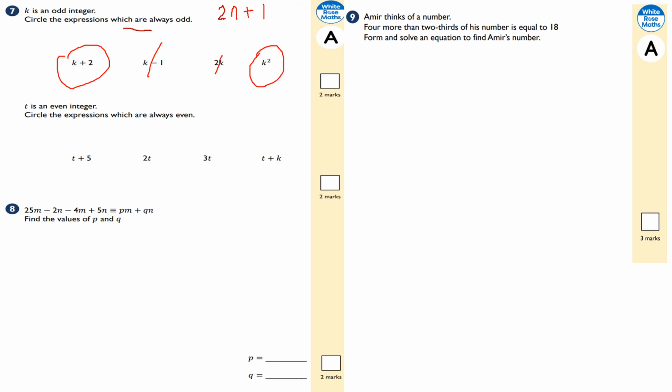T is an even integer. Circle the expressions that are always even. Well, this one definitely is, because it's two lots of an even number. This one also is, because odd times even is always even.